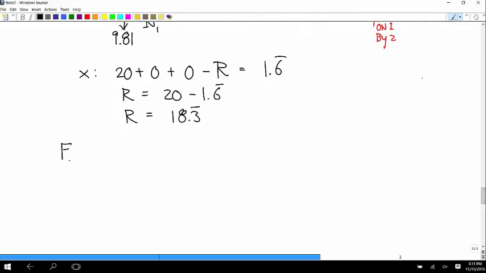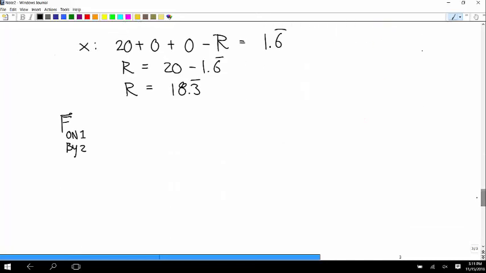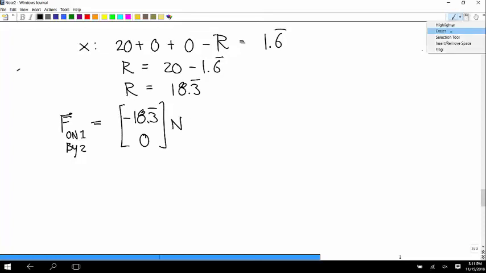So the force on the 1 by the 2, when you substitute this into the vector in the dotted red line, is, here's where the negative comes in, negative 18.3 repeating, 0. Or if I was going to write that as a magnitude and an arrow, what direction does that point? To the left.